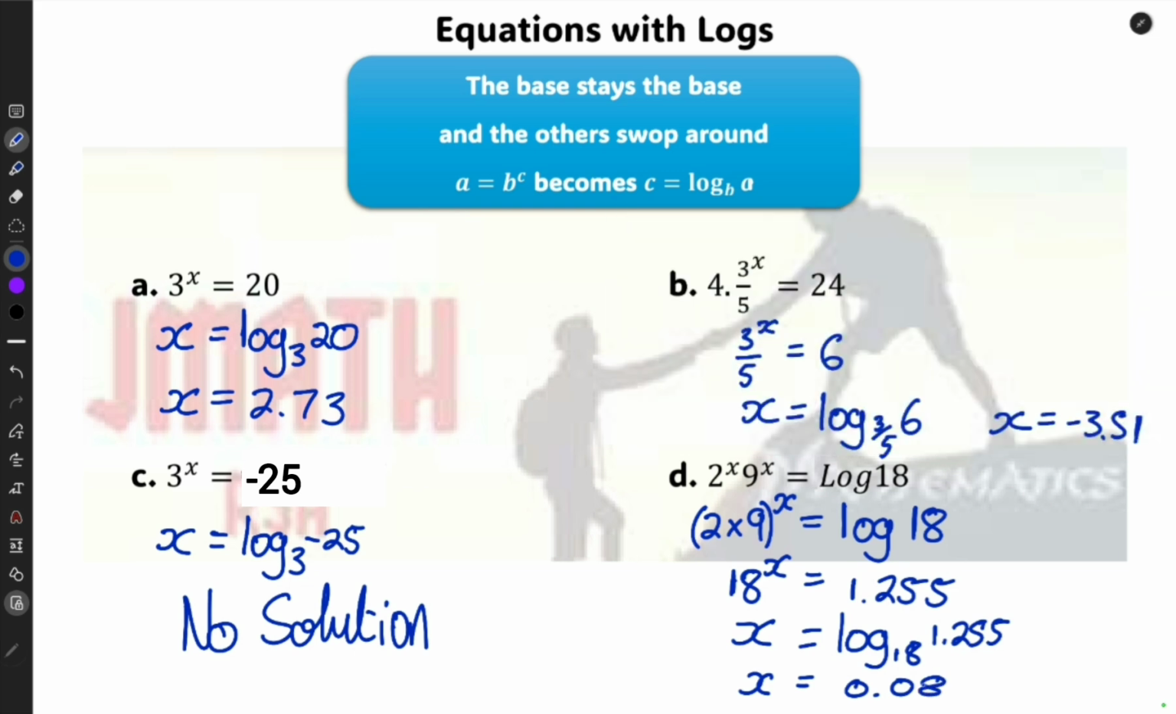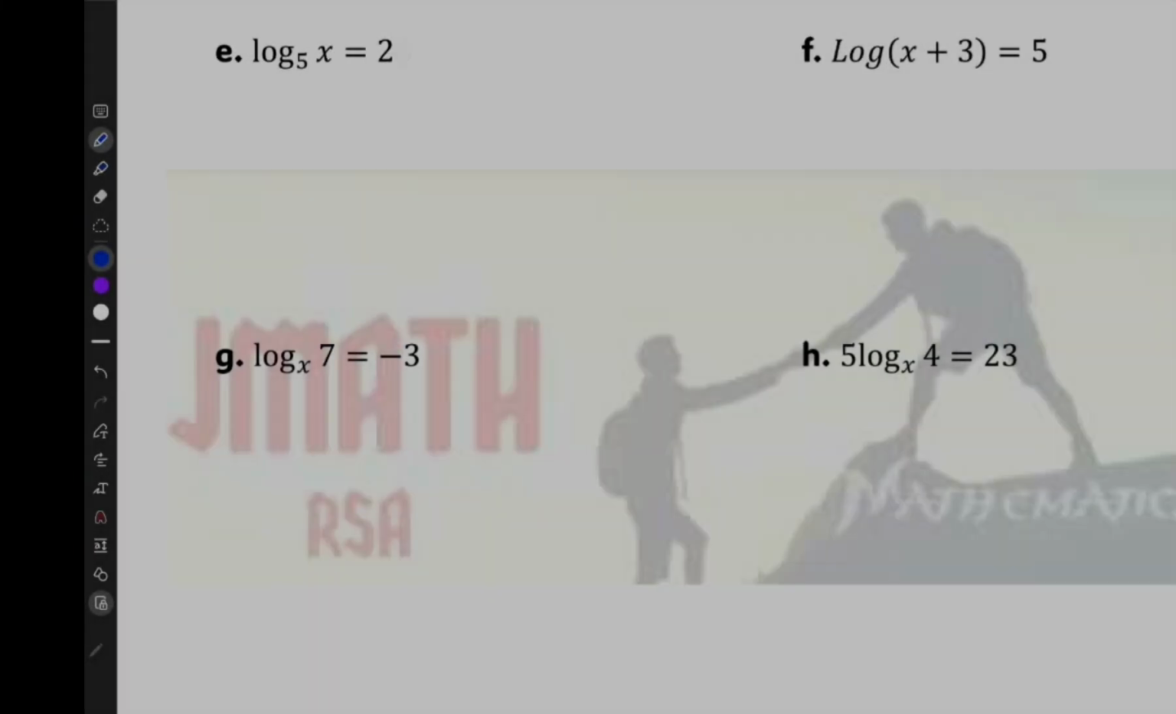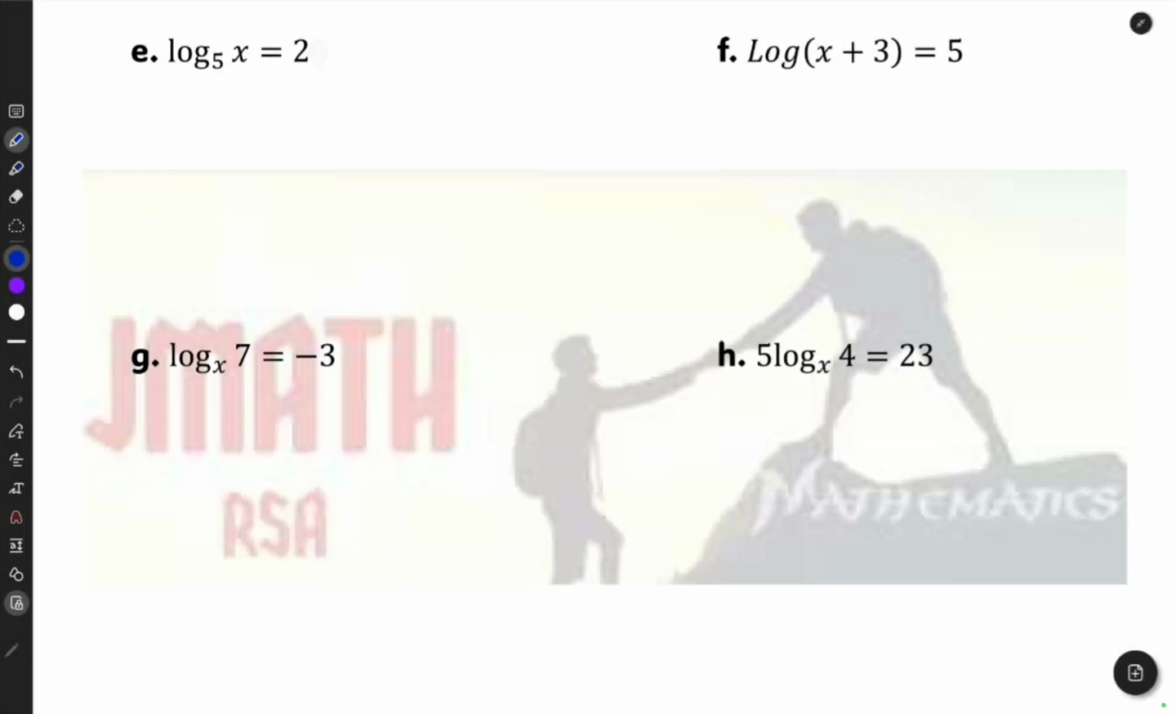Okay, so why did I first do the log and then do the log again? Because there was no variable on the right-hand side. I could get that into decimal form, and then I could just type in the calculator. Question E. So now they start me off with a log. To answer this question, I need to rewrite it in exponent form. So very easy. The log goes away, the base stays the base, and the other two swap around. And I know that is just 25.